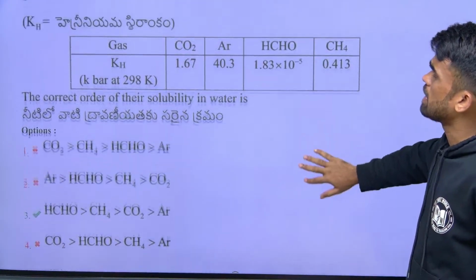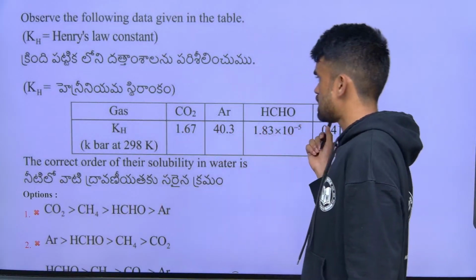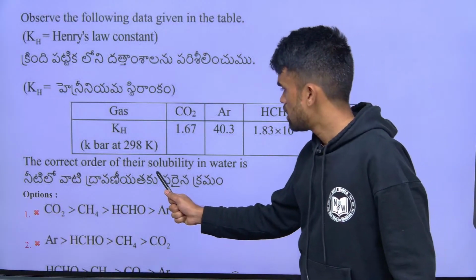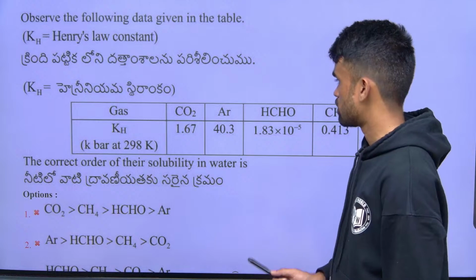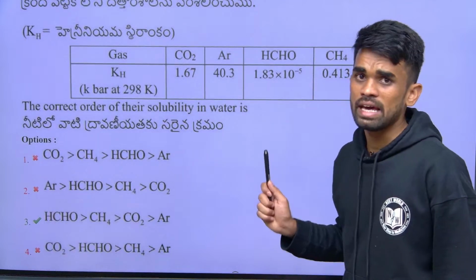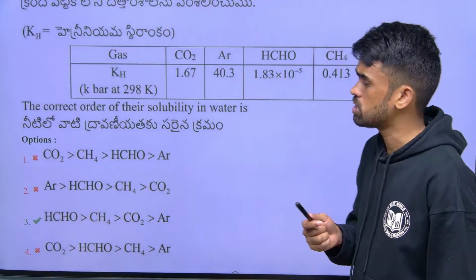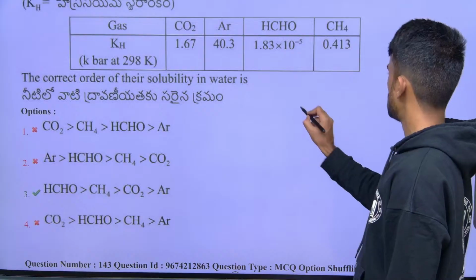This is a Henry's law question. So what are they given? They are given 4 different gases. Their Henry's constant values are given, and they are asking us the correct order of their relative solubility in water. Okay. So more K_H, low solubility. What I am saying? More K_H, low solubility. Inversely proportional.